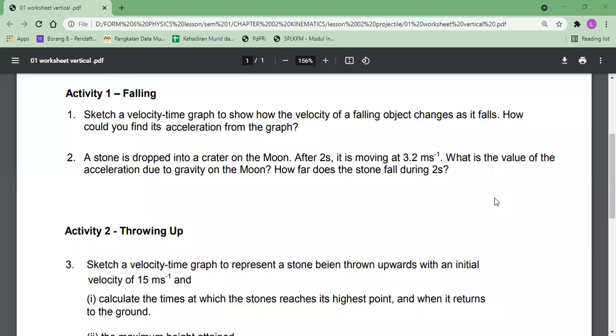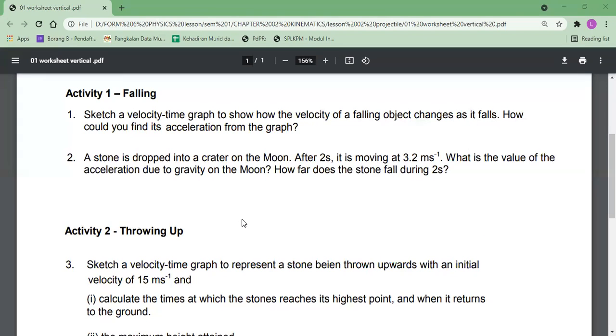Question number 2: a stone is dropped into a crater on the moon. After 2 seconds, it is moving at 3.2 m/s. What is the value of the acceleration due to gravity on the moon? And how far does the stone fall during 2 seconds? Okay, in 2 seconds, it has reached 3.2 m/s.